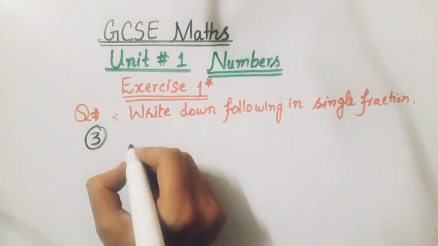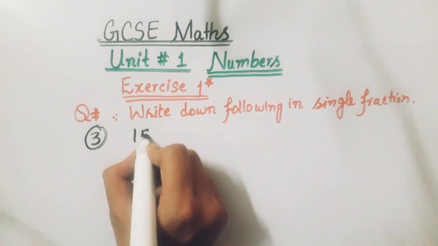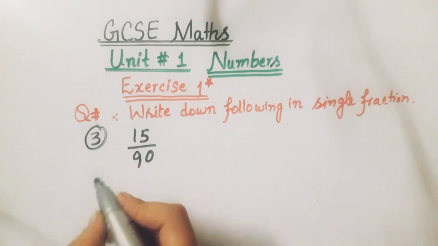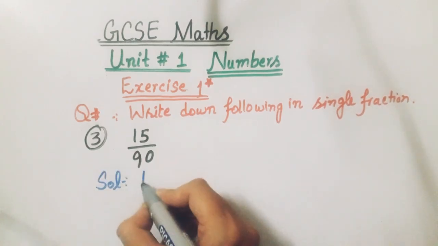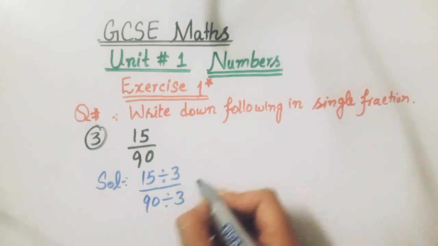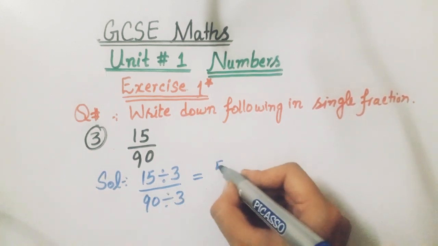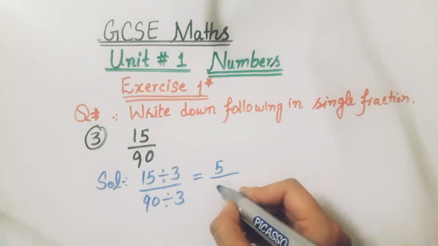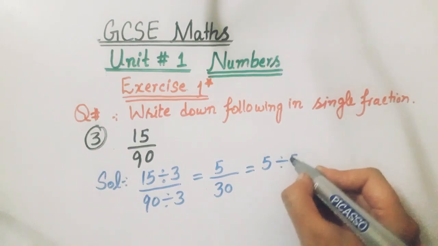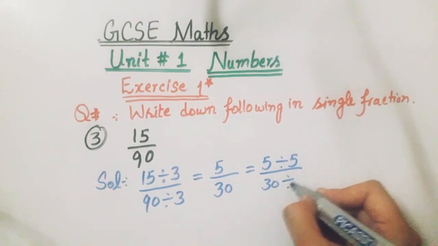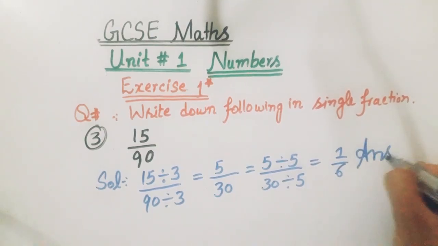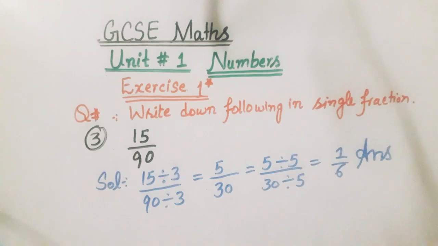So question number 3, we have 15 divided by 90. First of all, we will divide this by 3. 15 is divided by 3 and 90 is divided by 3. When 15 is divided by 3, we get 5. When 90 is divided by 3, we get 30. Now again, we will divide 5 by 5 and 30 is also divided by 5. So we get 1 by 6. This will be the answer.